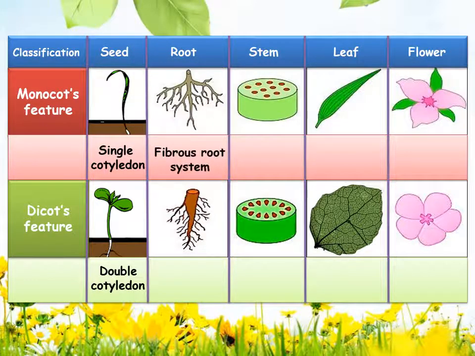Now the root. The root in monocot's feature, it's fibrous root system. Again, it's fibrous root system. It is bigger than the dicot's feature because the dicot's feature is the tap root system.